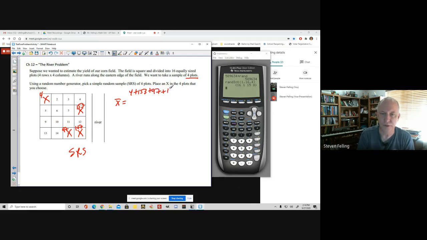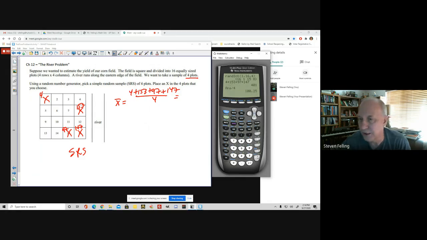And I'll just divide that by 4 to get the average amount of corn per plot. So 4 plus 153 plus 97 plus 147, and then if I take that number and divide it by 4, I get about 100. I'm going to round it to the nearest whole number. So I got about 100 bushels per plot, and it varied from plot to plot. Usually in the class I have everybody do that, and then I say, okay, that's a simple random sample.